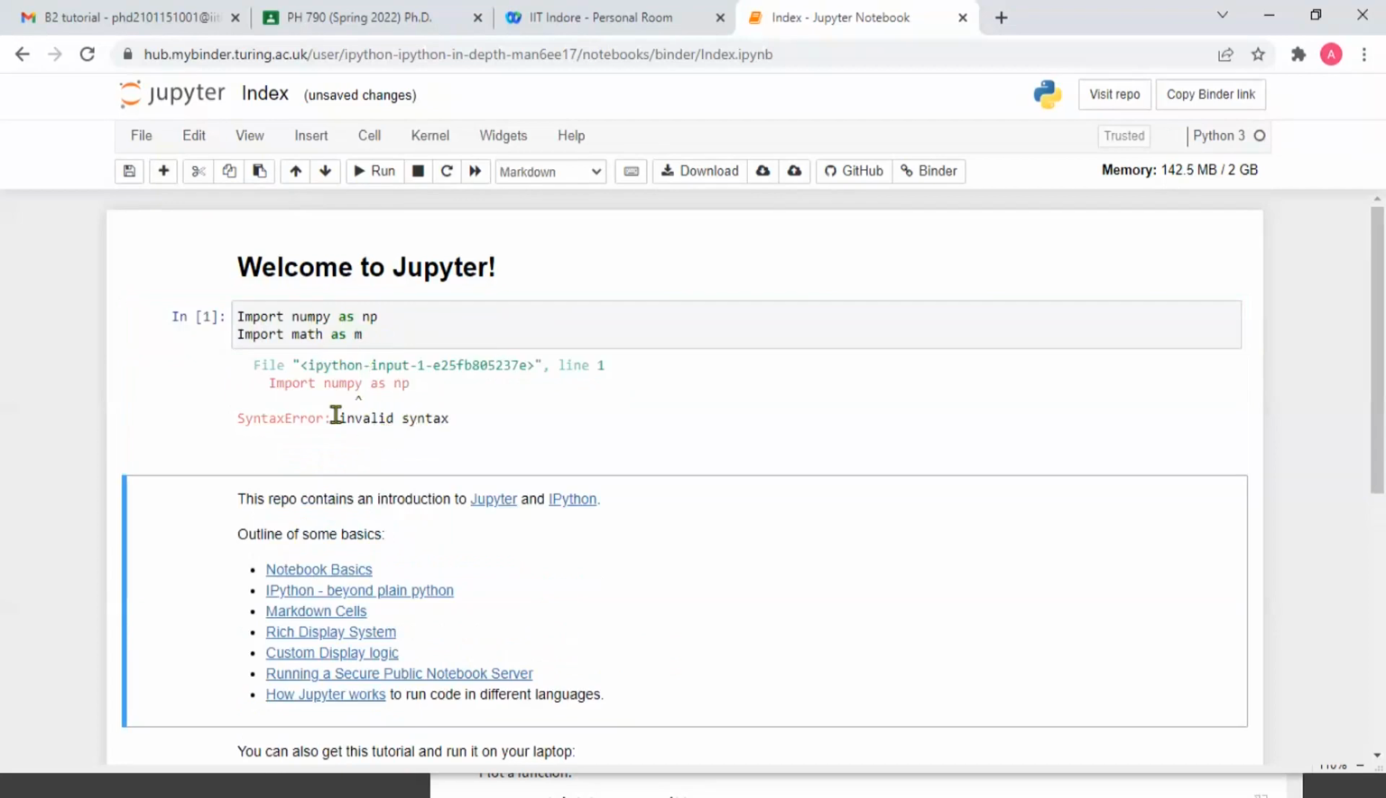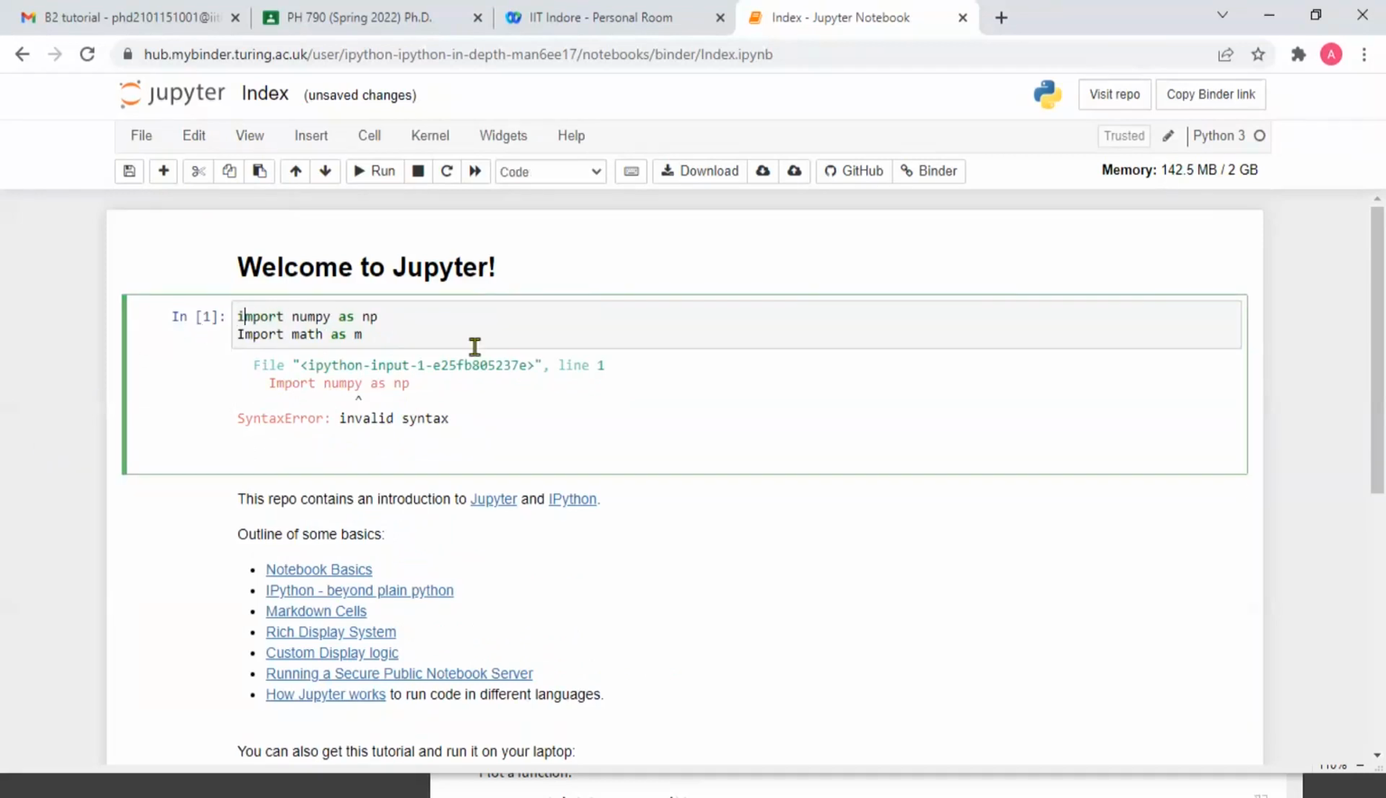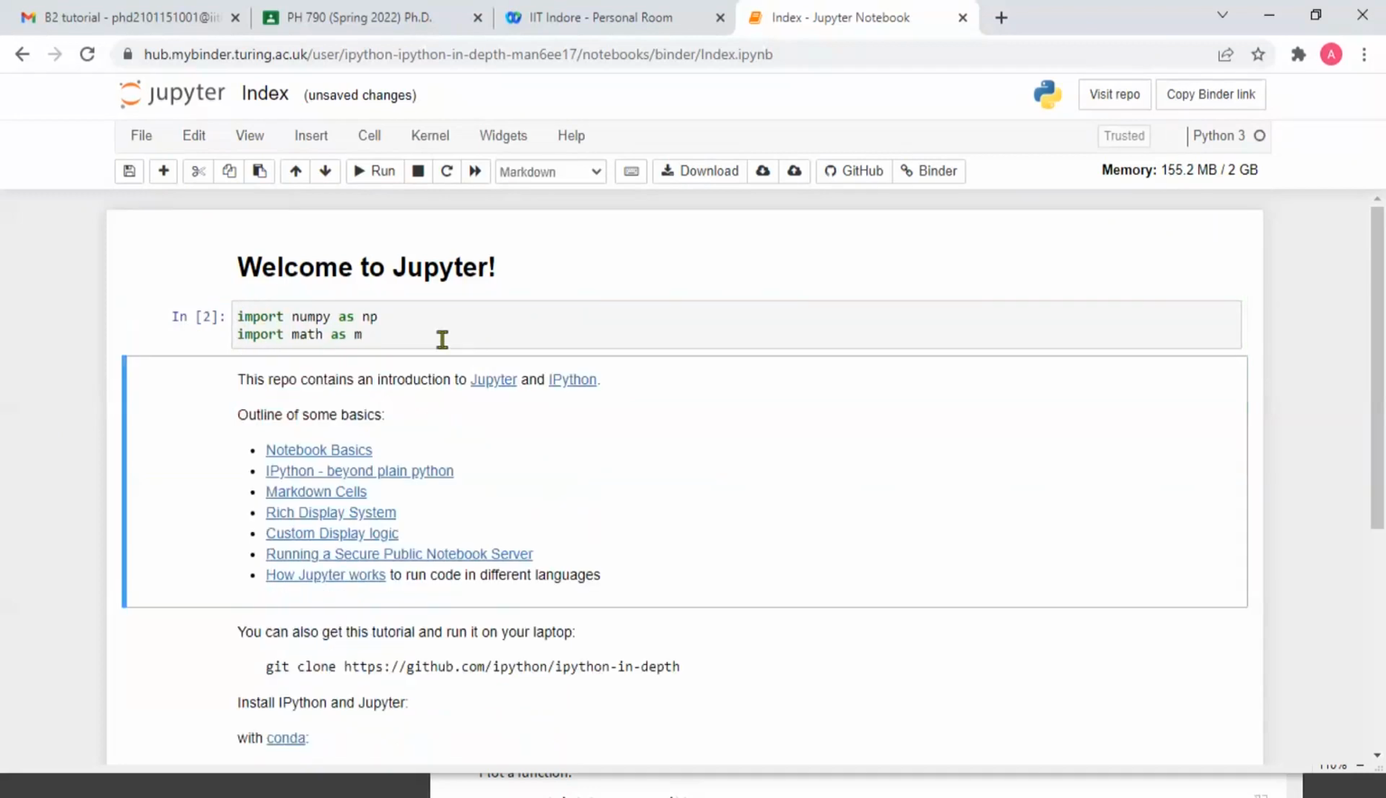I get some error. It's numpy. Import numpy. Is it supposed to be capital? Yeah, import should be in small letters. Okay. Then add the x and y.